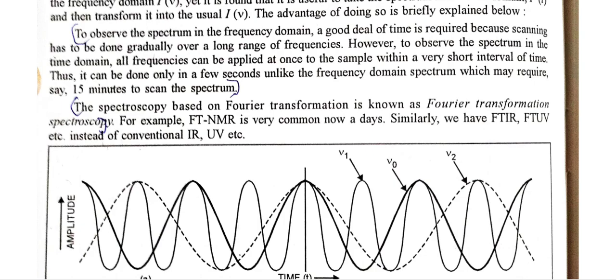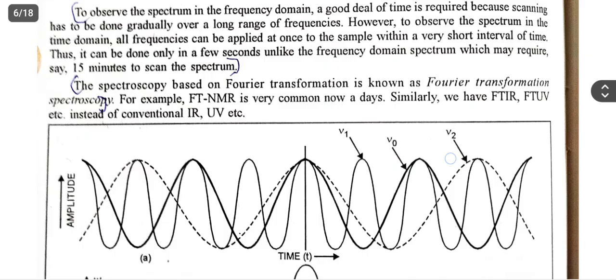The spectroscopy based on Fourier transformation is known as Fourier transformation spectroscopy. For example, FT-NMR is very common nowadays. Similarly, we have FTIR, FTUV, etc.